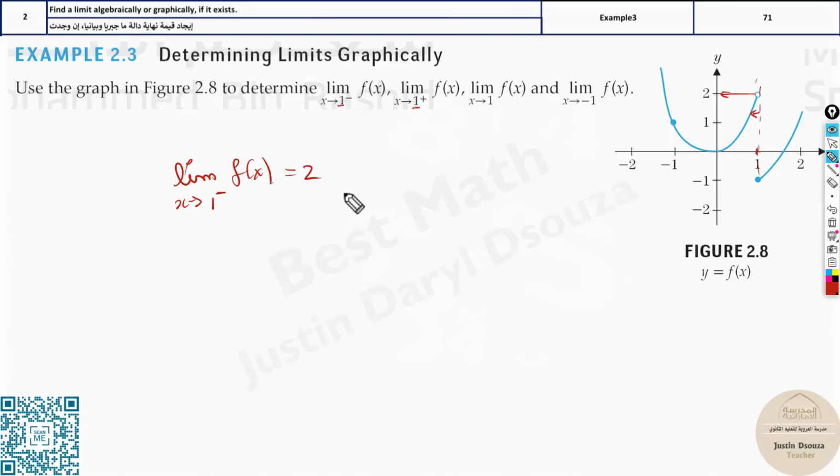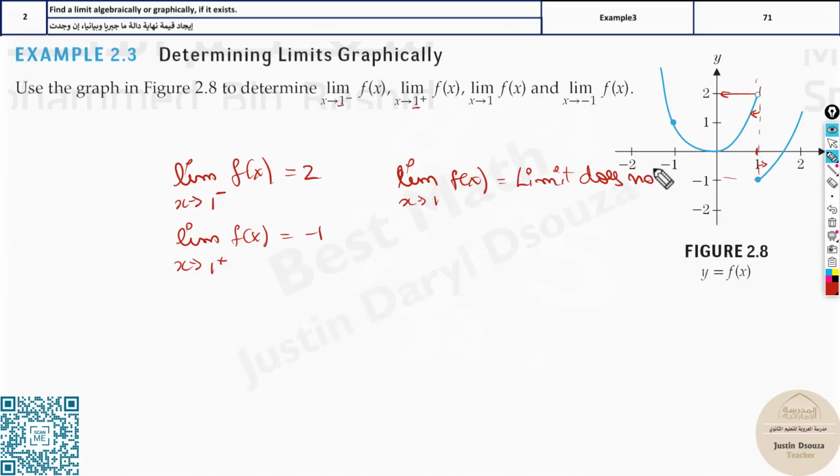And let's see what's from the right side. Limit as x approaches 1 from the right side, that's positive side. What is the answer? The value is minus 1 here. F of x is equal to minus 1. And then if these both are different, what is the limit of f of x as x approaches 1? If you have two different points, this jump discontinuity, there is no limit. Limit does not exist. That's the answer. Limit over here does not exist.